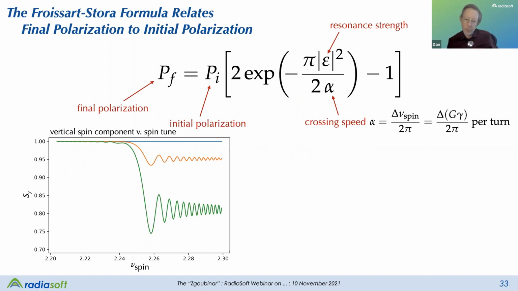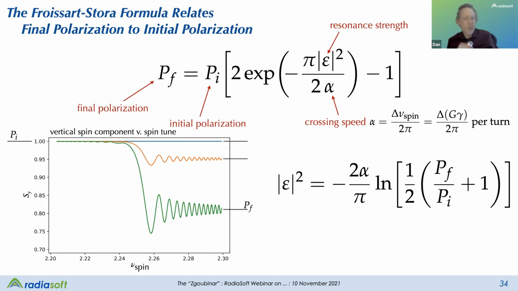They begin below the resonance energy with the vertical spin component exactly 1. So these spins are perfectly vertical. Then as the beam energy and hence the spin tune increases, the particles cross a resonance and the spins end up tipped well away from the vertical. Reading off the initial and final values and inverting the Froissart-Stora formula, one can extract the resonance strength. This is one simple means of extracting resonance strengths from a simulation, and the one we'll use here. There are, of course, many other approaches to calculating resonance strengths.